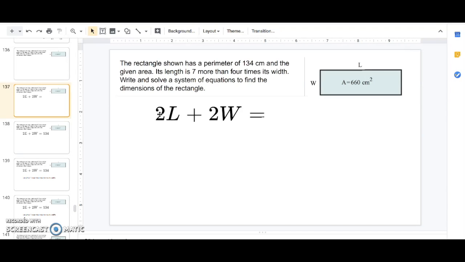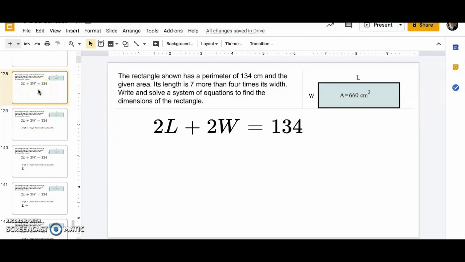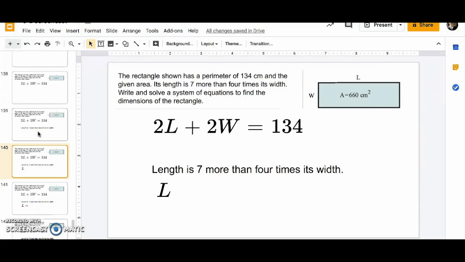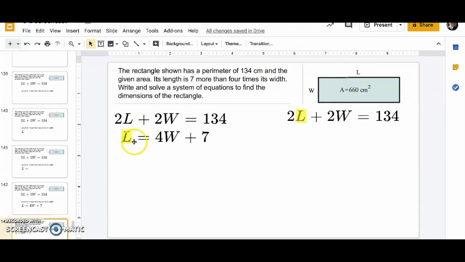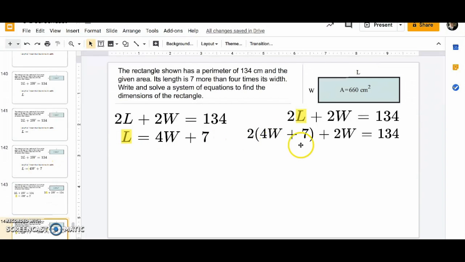And now they have a total. Our perimeter given is 134 centimeters. Now we're told the length is 7 more than 4 times its width. Now L is going to be length. In math, is means equals. And now we have 7 more than 4 times its width. So 4 times the width is 4w, and then 7 more than that is plus 7. So now what we need to do is take that equation, L equals 4w plus 7, and substitute it in for L in the first one.